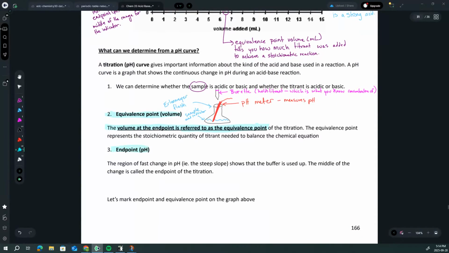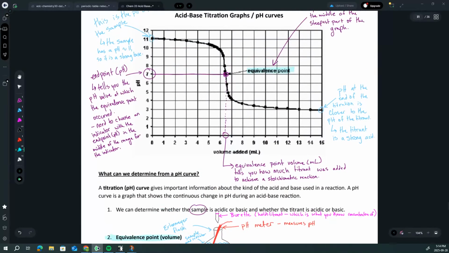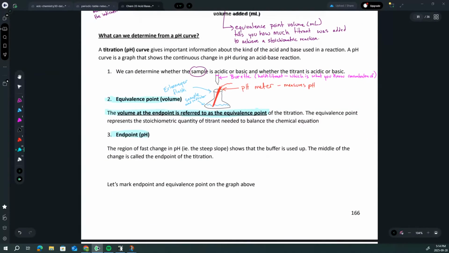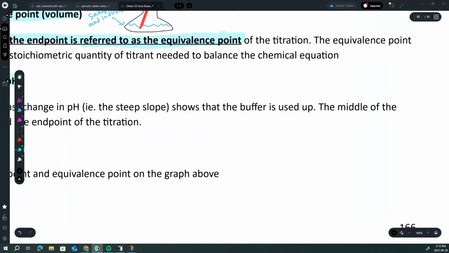So we've already gone over endpoint. So the endpoint happens in the region of fast change in pH. So in other words, the steepest part of the graph. Okay. And it shows that the buffer is used up. So a buffer is a substance that resists changes to pH. So let's write that over here.